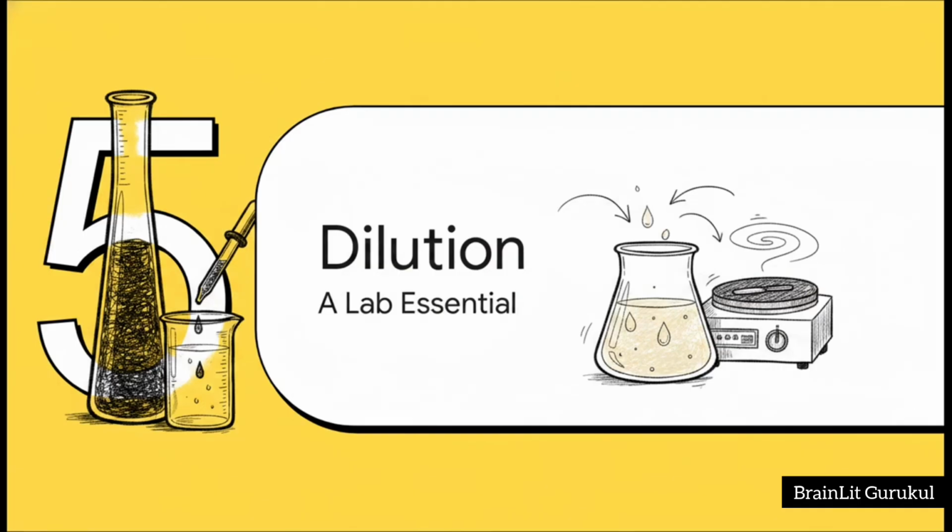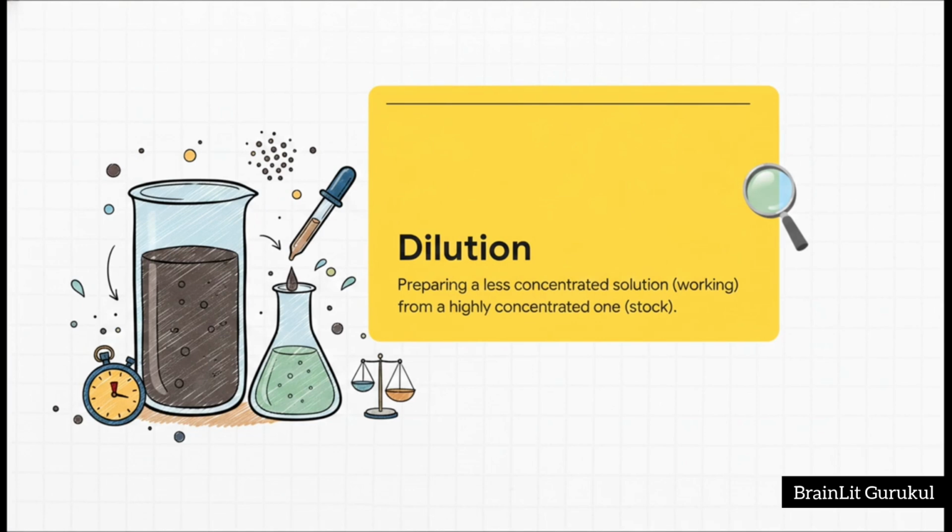Okay, so we've got our core concepts down. Now, let's talk about the single most common application for all of this stuff. Taking a really concentrated stock solution and diluting it down to a working concentration that you can actually use for an experiment. I mean, it's way easier and a whole lot more accurate to make one big batch of a concentrated stock solution and then just dilute a little bit of it whenever you need it, instead of trying to weigh out teeny tiny amounts of powder every single time.